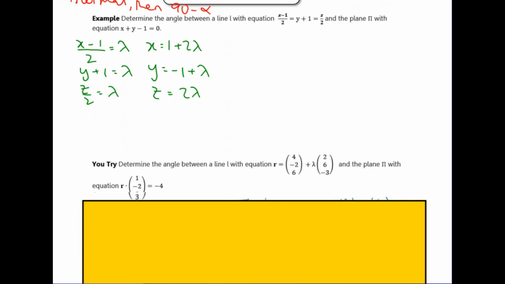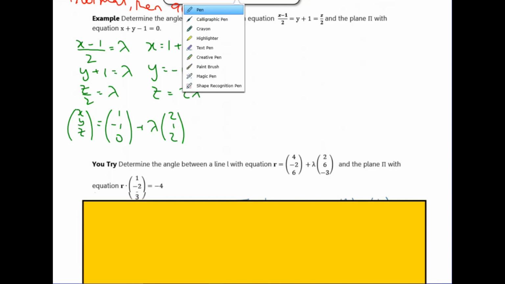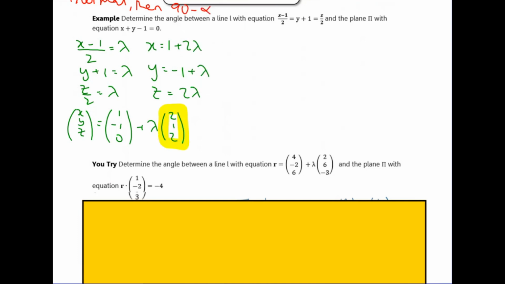And then to put this into straight line form, your x, y, z goes in a vector, that's just r. Your numbers go in a vector, so you've got 1, minus 1, and 0 from the bottom one. And then you've got lambda times (2, 1, 2). So you can skip straight to that if you want. Just reminding you. The important part is that we want the direction vector of this line. So this is the bit that we're going to use.